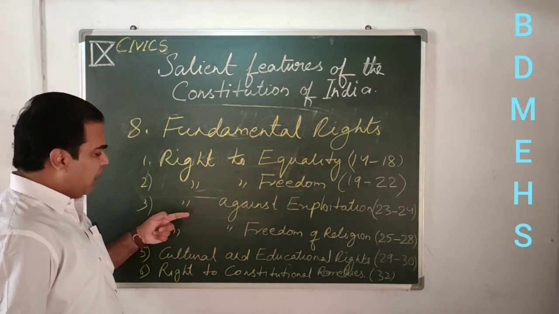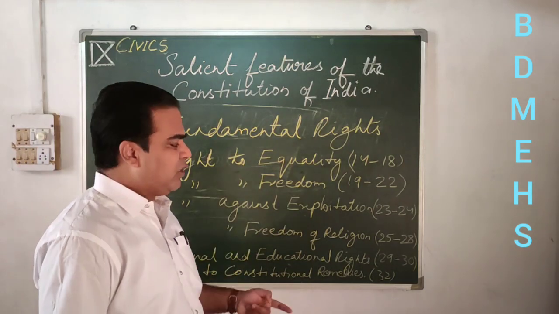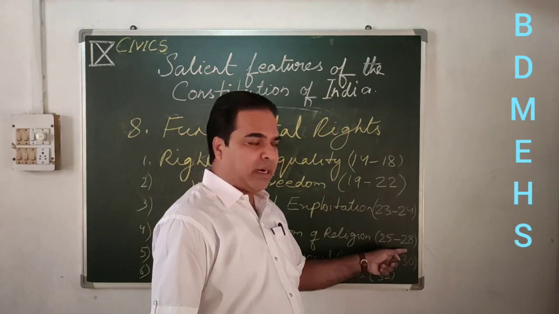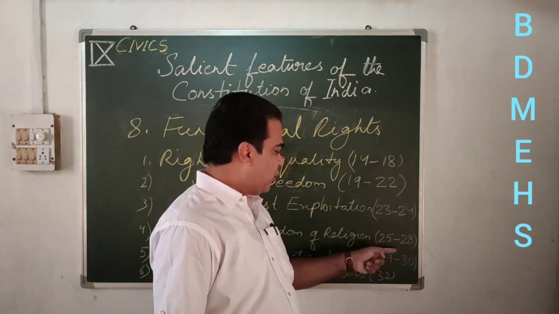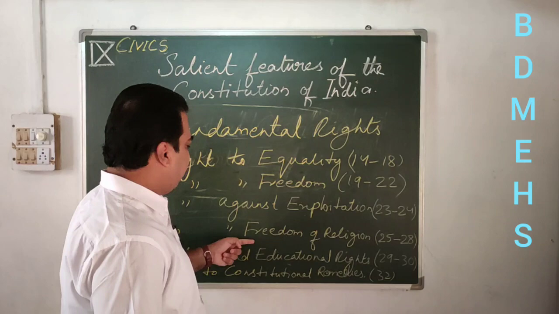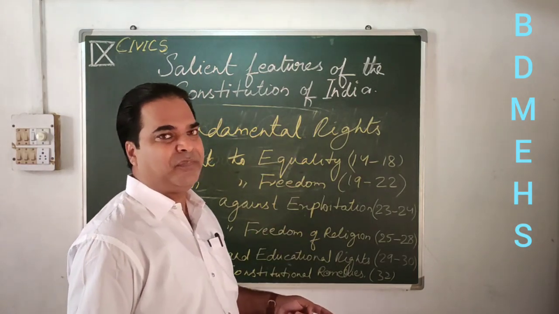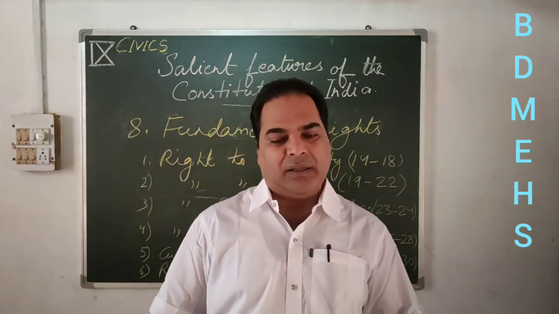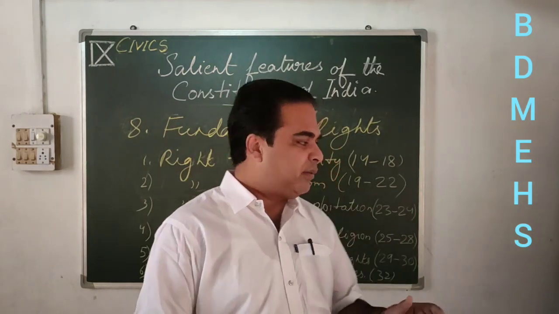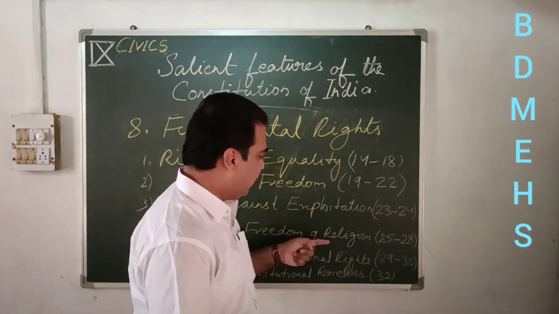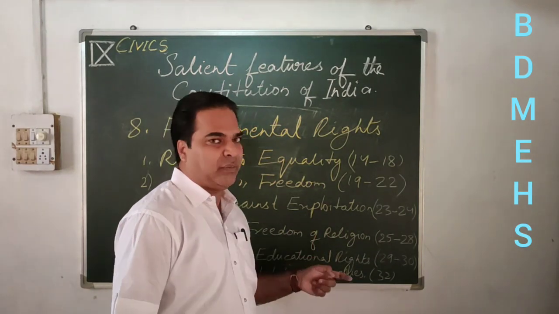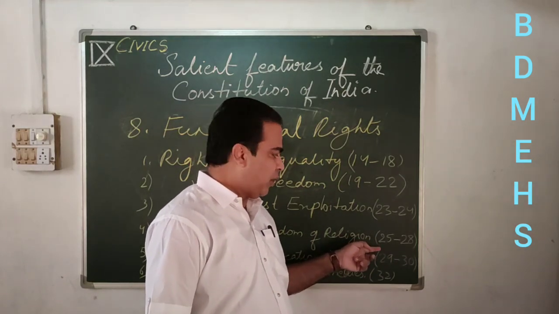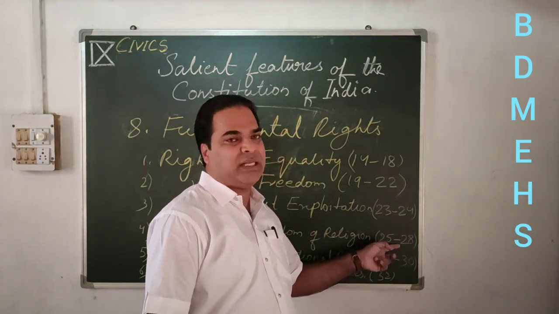And the next one is right to freedom of religion, mentioned in article number 25 to 28. So article number 25 to 28 deals with freedom of religion. We know that India is a secular country, and to make it more and more authentic, it is clearly mentioned in the fundamental right that we have the right to profess, practice, and propagate the religion of our choice. 25 to 28, we'll discuss this also in detail in the next chapter.